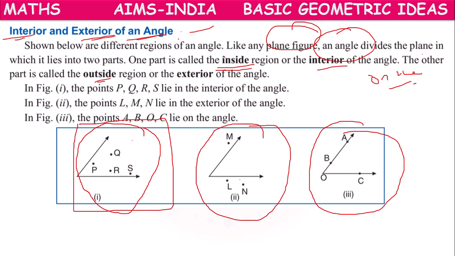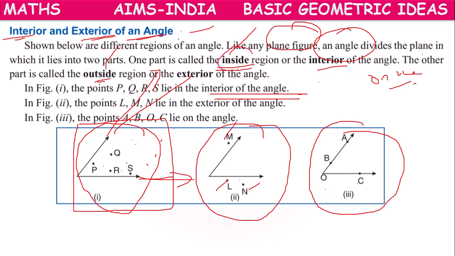So one part is inside the region, another part is outside the region, and one more part is on the region. Here P, Q, R, S are in the interior of the angle. They are present in the interior part of the angle because these two rays can be extended. They are in between the two rays. Whereas M, L, N are outside the angle, whereas A, B, C and O lie on the angle.